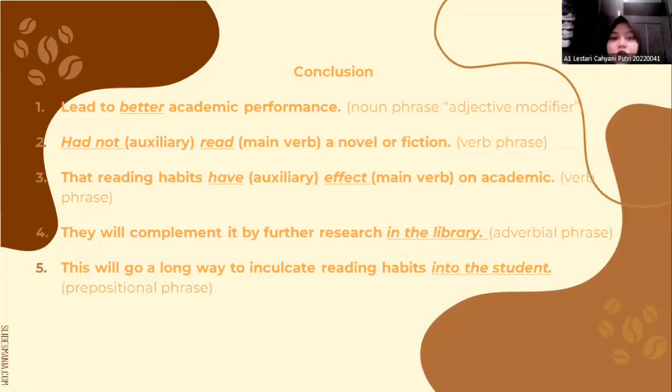And the last, the conclusion. In the conclusion of the article, "there are led to better academic performance" includes a noun phrase because "better" is an adjective modifier that modifies the noun "academic". And "had to read a novel or fiction" includes the verb phrase because "had" is the auxiliary and "read" is the main verb.